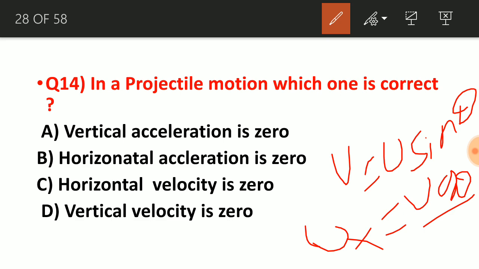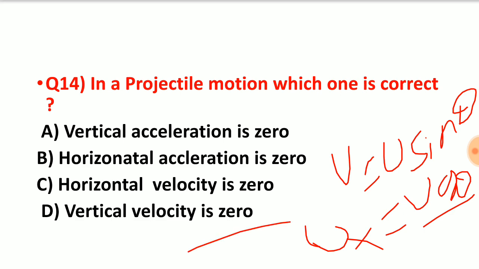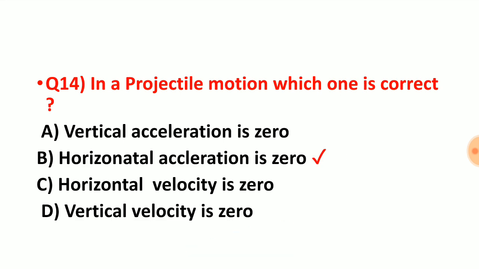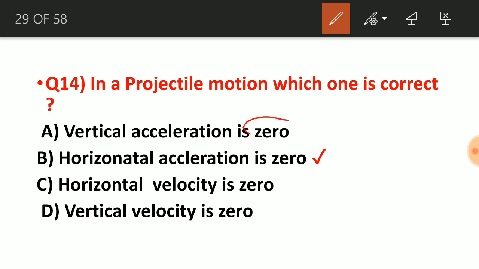Option choice B is the correct answer for this question. Horizontal acceleration is 0. Vertical acceleration cannot be 0, because in projectile motion vertical acceleration is equal to g. It is plus g if the body is falling down, it is minus g if the body is going up. You can see the entire video of projectile motion in my projectile motion video.